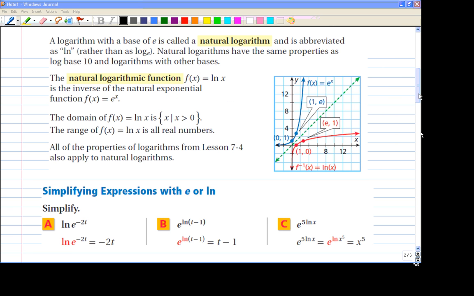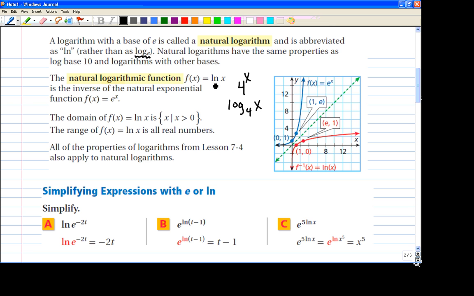So if we switch that around and instead of looking at the exponential equation, we look at the logarithm with the base of e, this is called the natural logarithm, and we abbreviate it ln rather than writing log base e. So e gets its own special treatment. Instead of writing log base e, we're going to write ln. Natural logarithms have the same properties as log base 10 and logarithms with other bases like 4 or 8 or whatever. The natural logarithmic function f of x equals ln of x is the inverse of the natural exponential function. So remember, if we had 4 to the x, then its inverse was log base 4 of x.